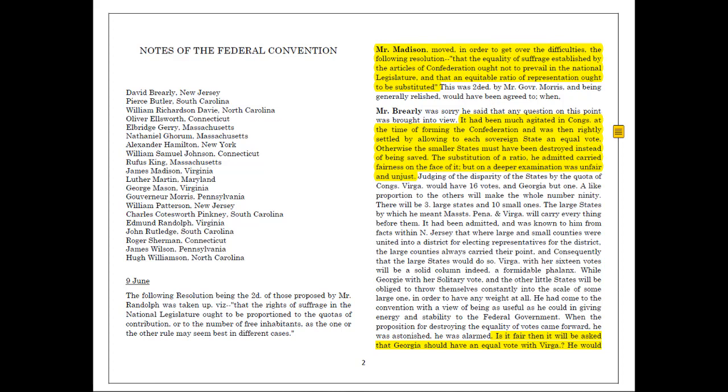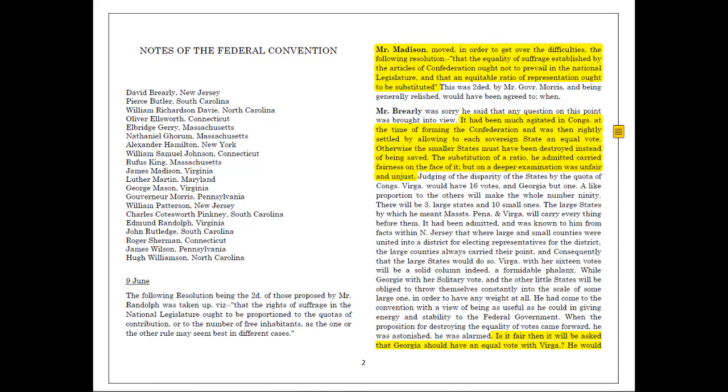Madison's proposal, or Randolph's and Madison's proposal, is to get rid of the 1 vote per state rule and substitute it with something that is more equitable, right? So not equal, but instead equitable. Well, what does equitable mean? Something like fair or just. And what is proposed as a fair or just standard? Either the quotas of contribution or the number of free inhabitants.